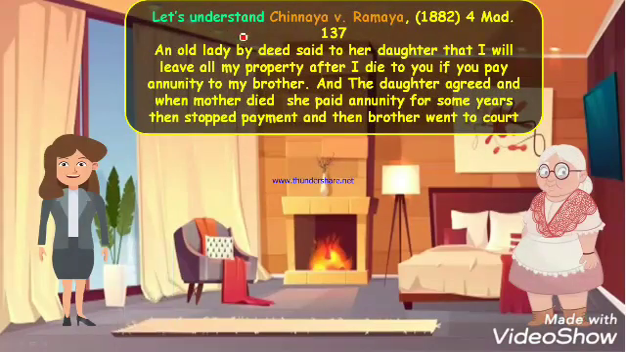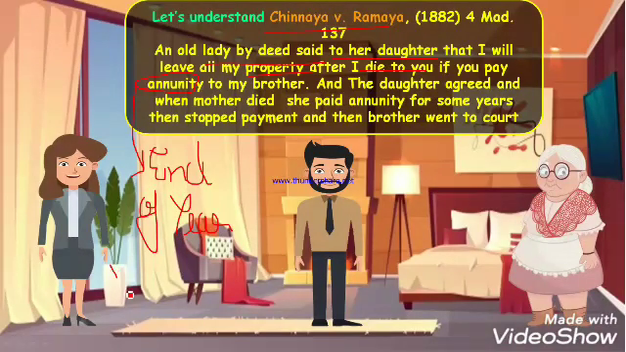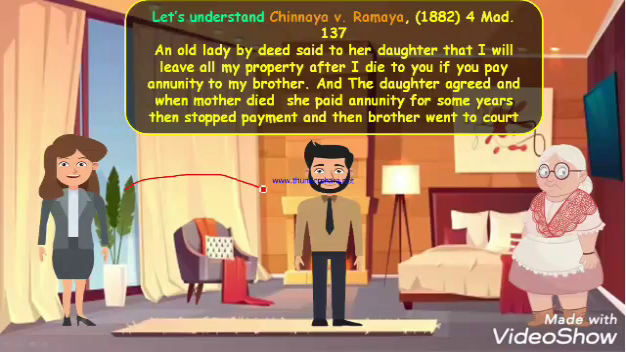So let's take the example. In the Chinnaya versus Ramaya case, an old lady by deed said to her daughter that I will leave all my property to you after I die, if you pay an annuity to my brother, and the daughter agreed. First of all, let's understand the annuity. Annuity means paying a certain amount at the end of every year. Paying a certain amount to my brother will be your responsibility after I die. So you will have to pay a certain amount to my brother as an annuity. The lady gave all her property to her daughter, and when the mother died, she paid the annuity for some years, then stopped the payment, and then the brother went to court because she was not paying the amount.